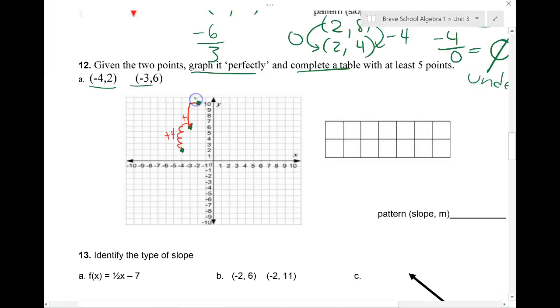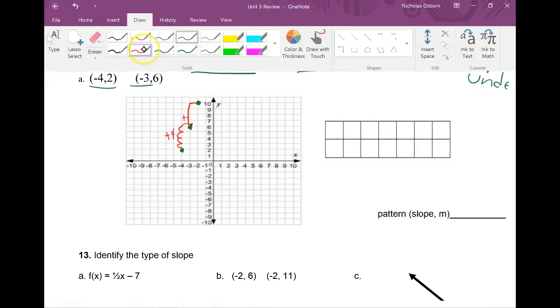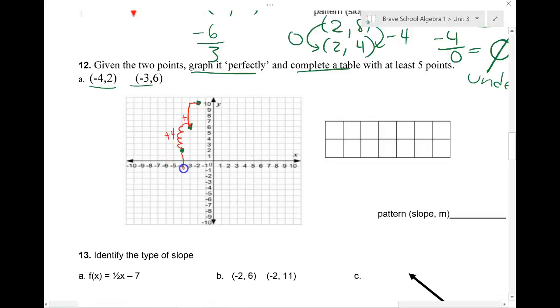Okay. Now we've run out of room going that way, so we have to go back down the other way. We go down 4, so I'm counting 4 squares, then left 1. There's a point. Let's do it in red this time. Down 4, left 1. Down 4, left 1. Okay? And I'll finish it by doing all green.